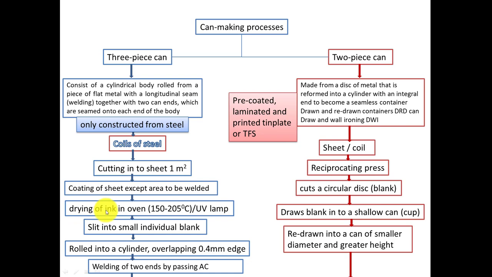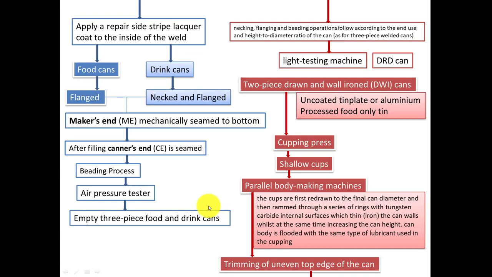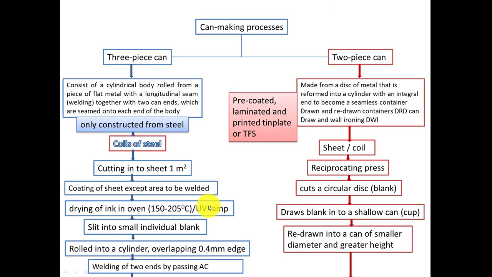After that we go for printing, and then the ink is dried by putting this metal piece into an oven that is thermally heated at a temperature of 152 to 205 degrees centigrade. Sometimes we can use a faster method known as UV lamp. Nowadays there are inks that dry immediately when passed under the UV lamp. So it is a time-saving operation if we are using UV lamp.